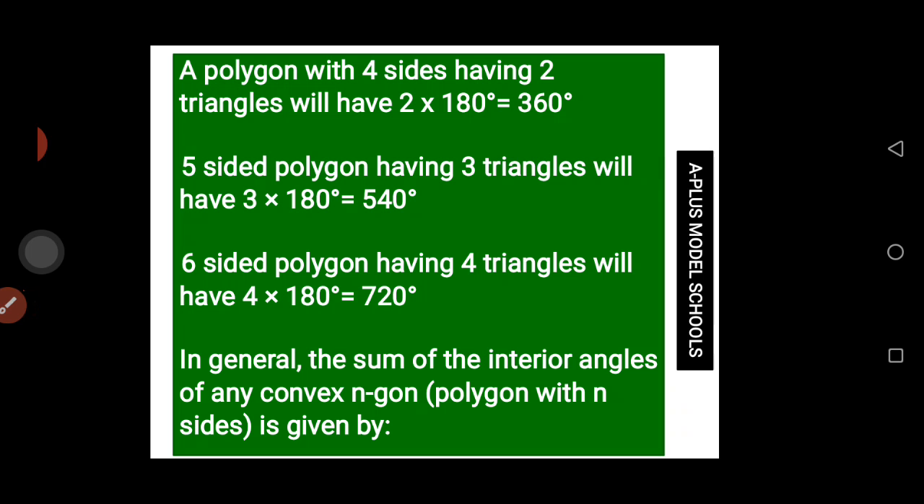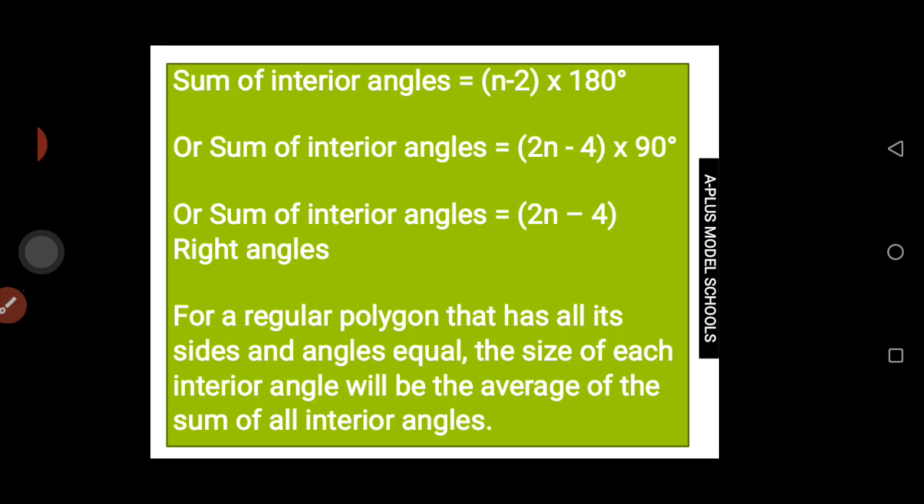So in general, the sum of the interior angles of any convex n-sided polygon is given by n minus 2 multiplied by 180 degrees, where n stands for the number of sides the polygon has. So the sum of interior angles of any n-sided polygon is n minus 2 multiplied by 180 degrees.